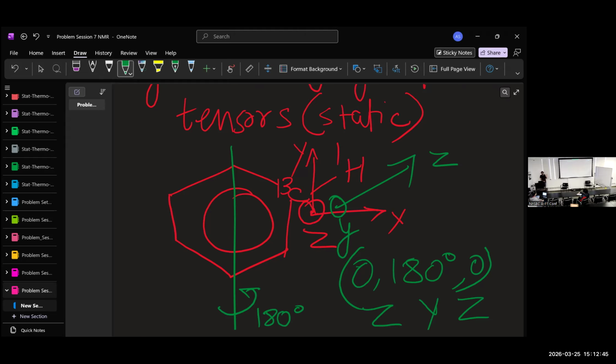So for the CSA tensor, we said that the z is flipped by 180, so it's parallel to its original direction. So the CSA tensor suffers no averaging. The dipole tensor has its unique z-axis along the CH bond, and the y-axis is perpendicular to the plane. In that case, what is the Euler angle for the rotation? Yes, it's like a 180.